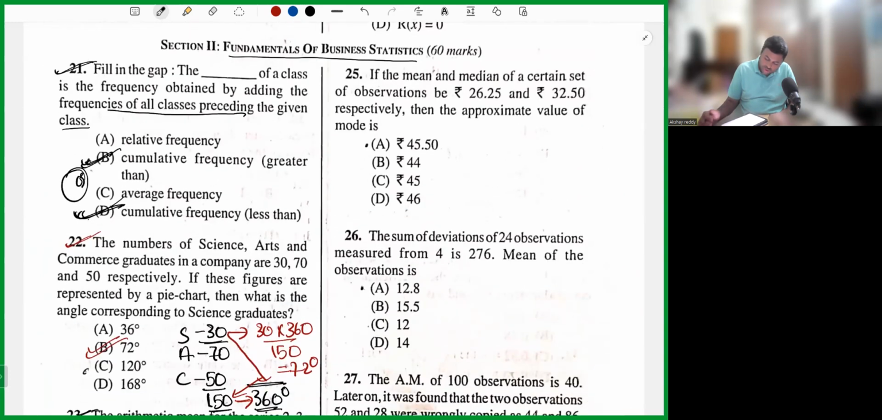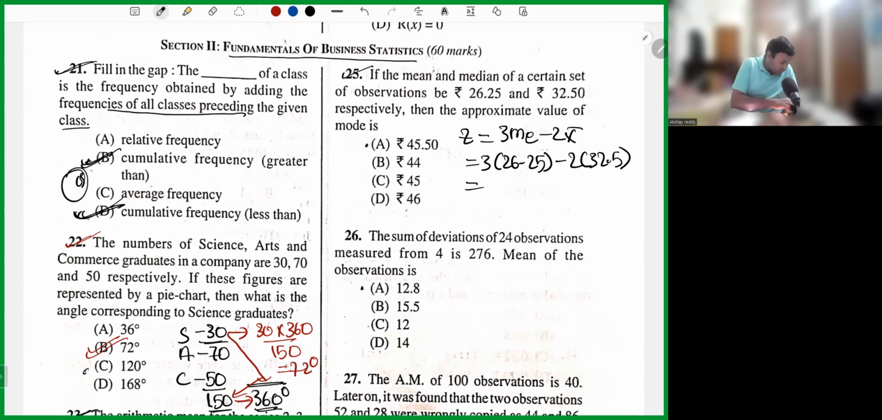Next, question number 25. Mean and median are given. What is the approximate value of mode? This is the relationship between mean, median, mode. We know that mode is equal to 3 median minus 2 mean. 3 into 26.25 minus 2 into 32.5. 3 into 26.25 is 78.75, minus 2 into 32.5, which is 65.